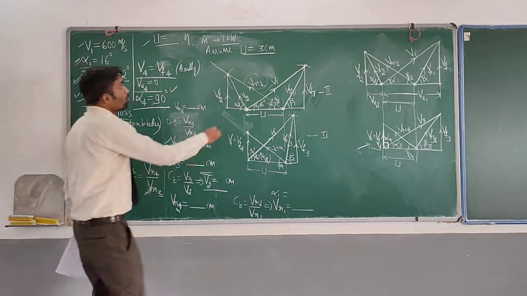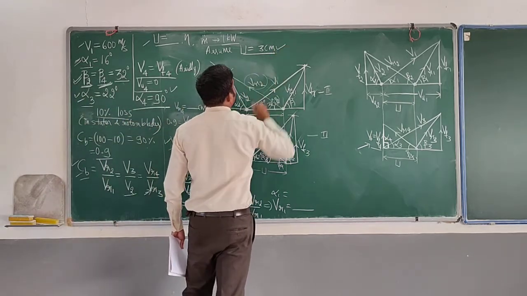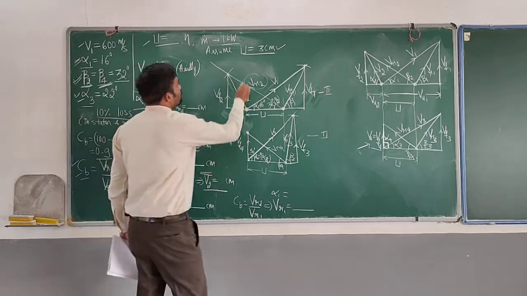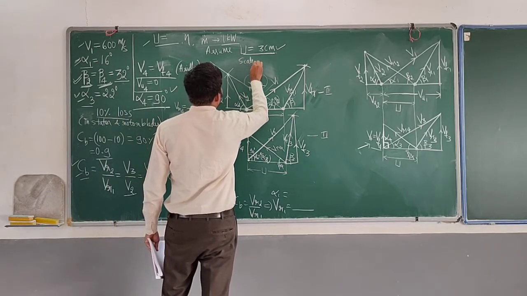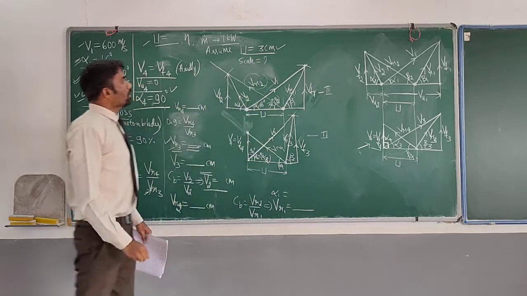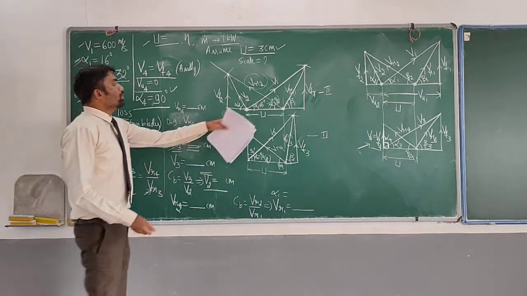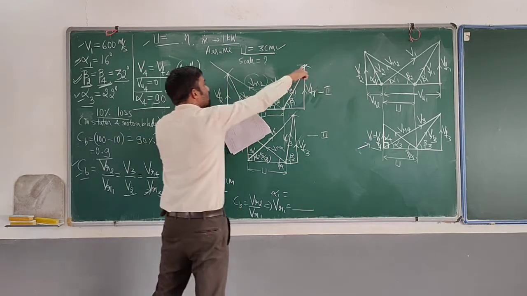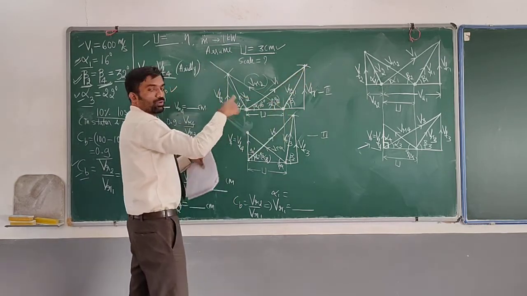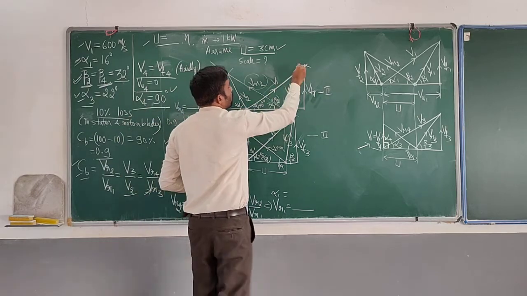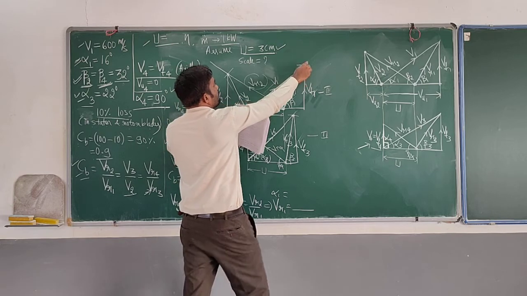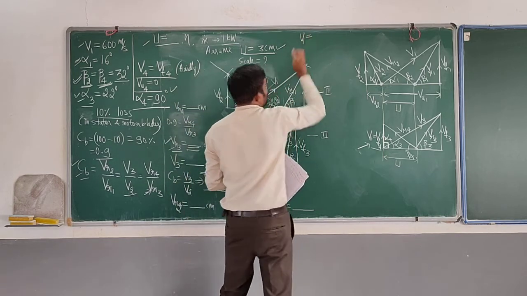We have taken it in centimeters, but exactly we don't know the scale. So in this problem, we will first find the scale. How to find that? We know the length V1. We have already solved the problem and we know the length of V1, so I will measure this length using the scale or any device.